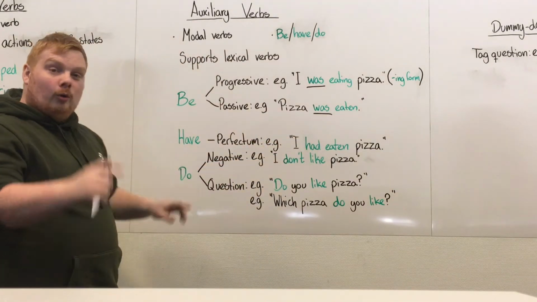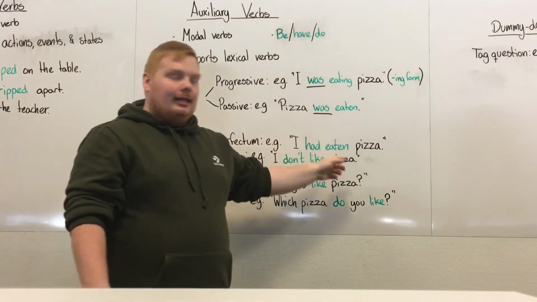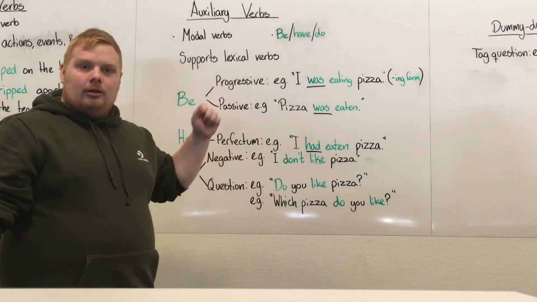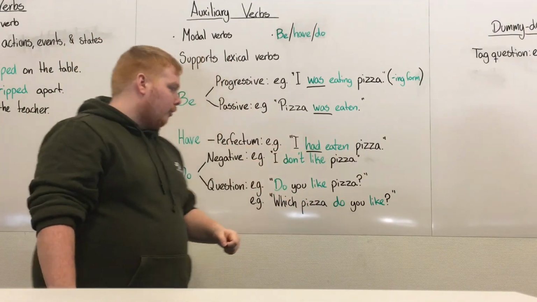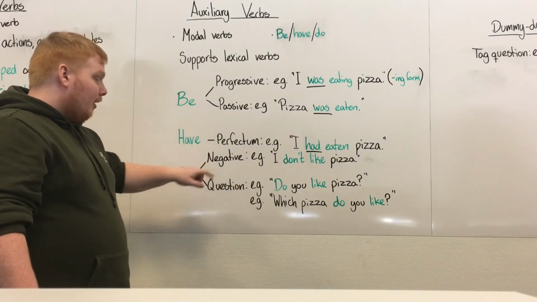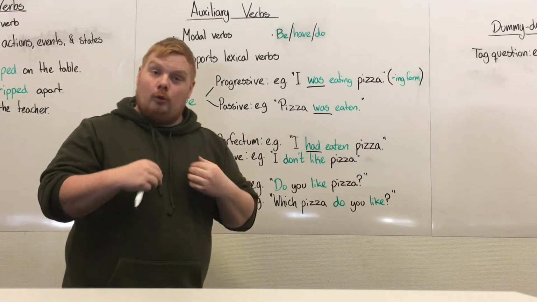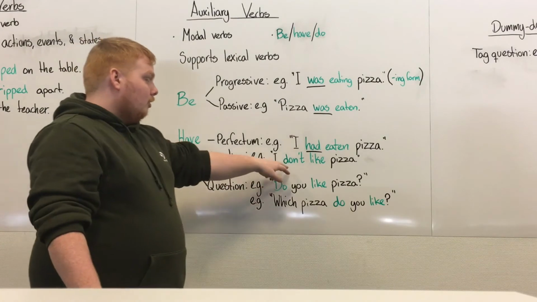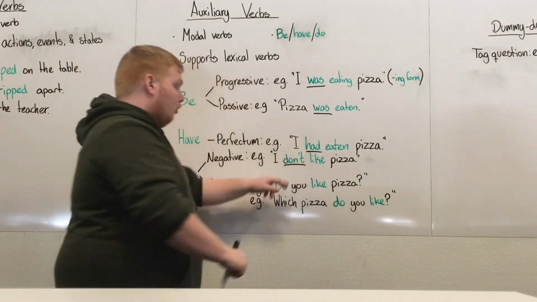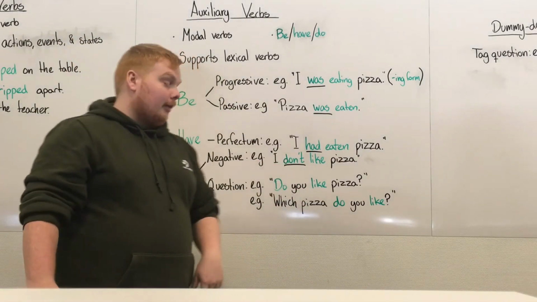In the have form, we only have one type. It's the perfectum, which is I had eaten pizza. So had is again the auxiliary verb that supports the lexical verb. Do, also known as dummy do, has a few different forms. There's the negative form, which is I don't like pizza. So don't is do not, and that supports like. So don't is the auxiliary verb, and like is the lexical verb.